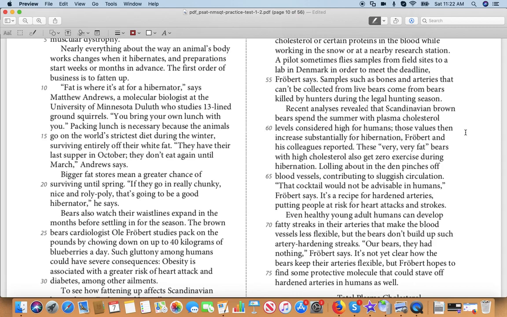These very, very fat bears with high cholesterol also get zero exercise during hibernation, lolling about in the den pinches off blood vessels, contributing to sluggish circulation.